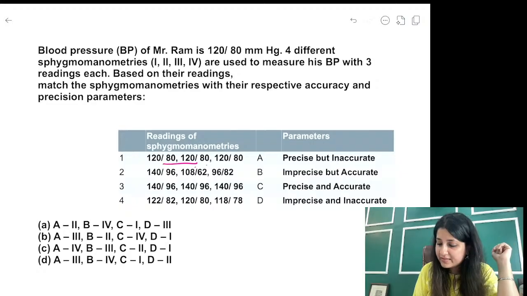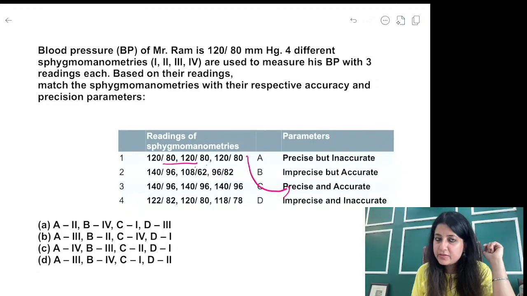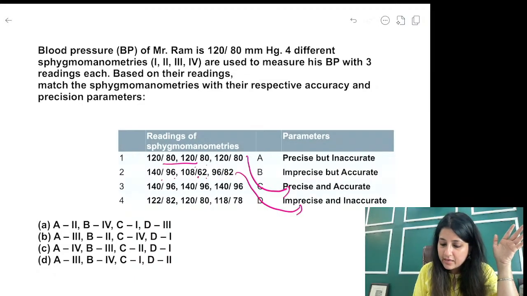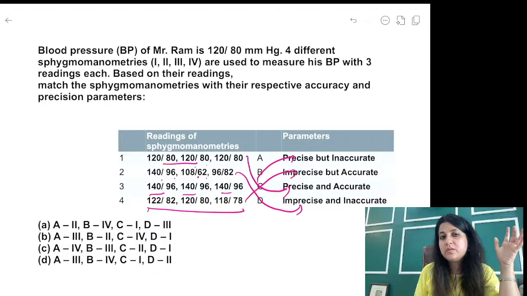So every time I have the same values and near to the gold standard, precise and accurate. 140, 96, 108, 62. Every time I've got wrong, imprecise and inaccurate. 140, 96, 140, 96, 140, 90, 140, 96. Okay. So this one over here is what? Every time the same but not closer to the gold standard. And what is this? Every time different but closer to the gold standard. So option D.